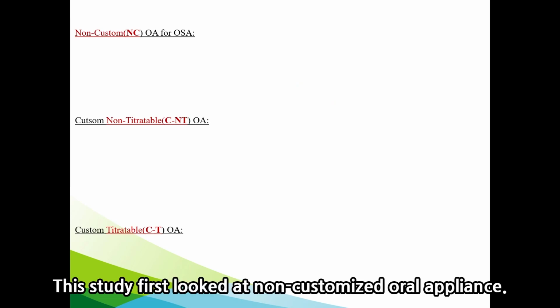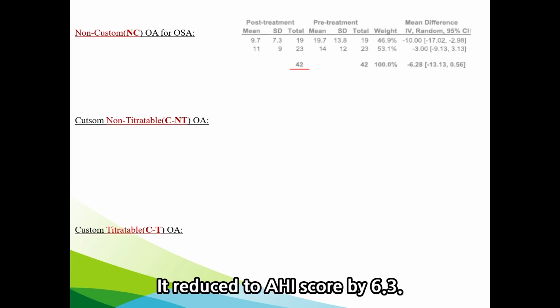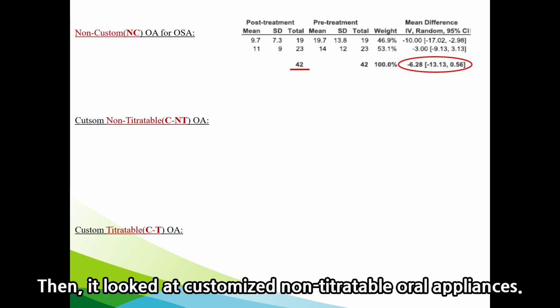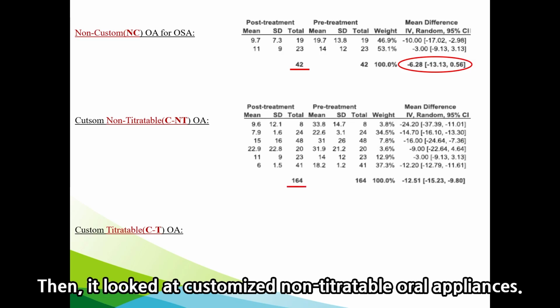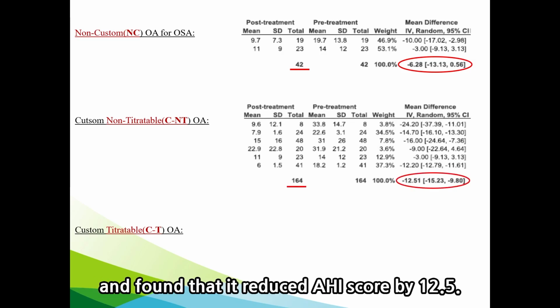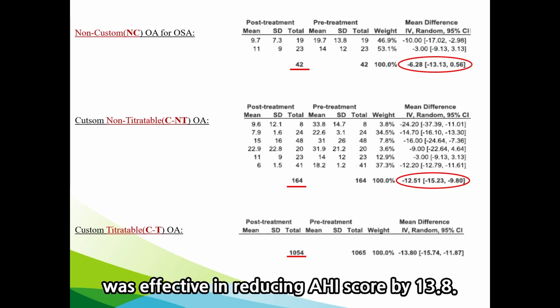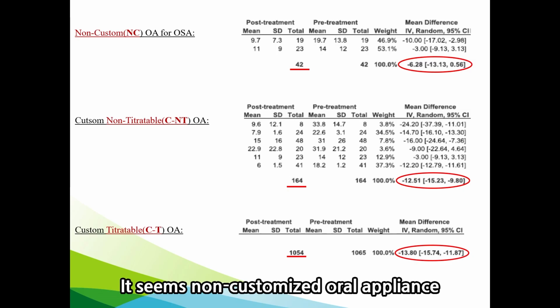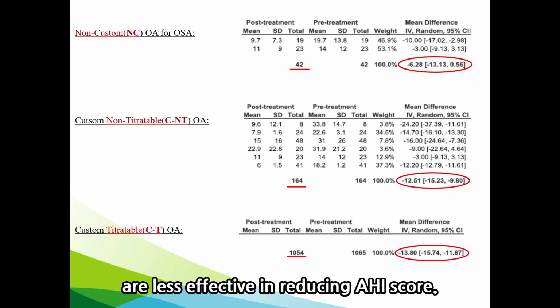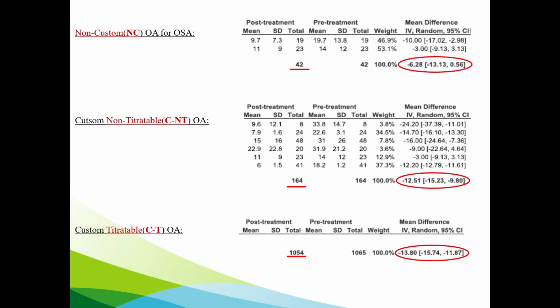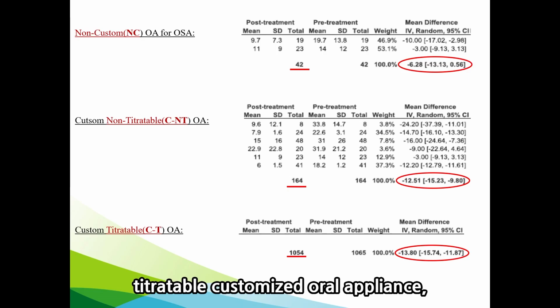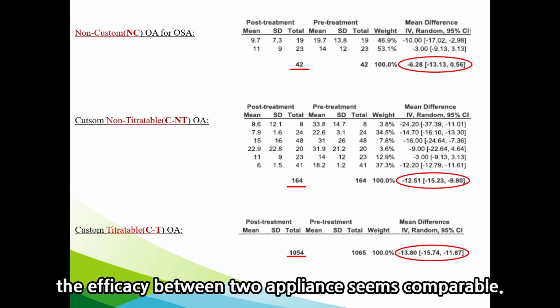This study first looked at non-customized oral appliance. It reduced AHI score by 6.3. Then it looked at customized non-titratable oral appliance and found that it reduced AHI score by 12.5. Customized titratable oral appliance was effective in reducing AHI score by 13.8. It seems non-customized oral appliances are less effective in reducing AHI score. But between non-titratable versus titratable customized oral appliances, the efficacy between the two appliances seems comparable.